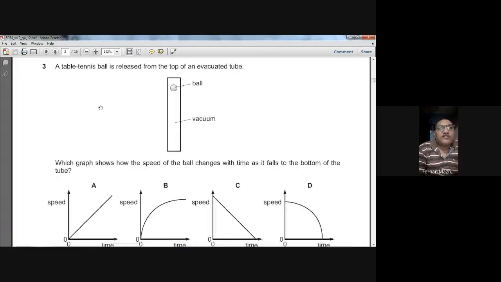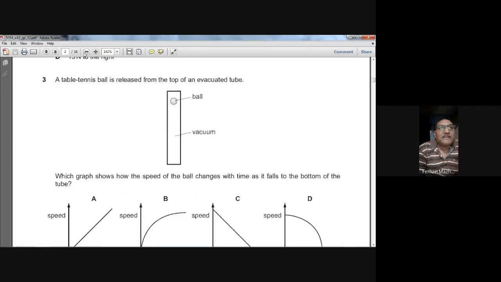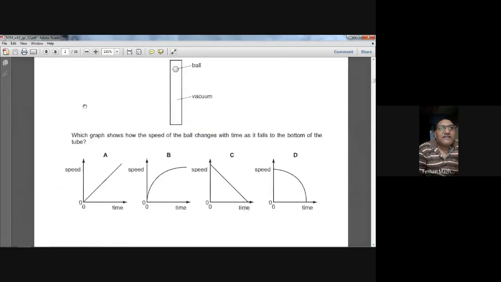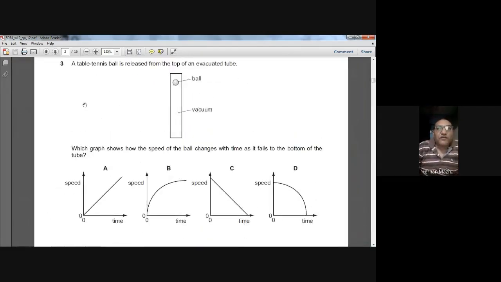Okay, let's reduce the size a little bit. The question says, a table tennis ball is released from the top of an evacuated tube. The tube has no air, it's a total vacuum in it. Which graph shows how the speed of the ball changes with time as it falls to the bottom of the tube?